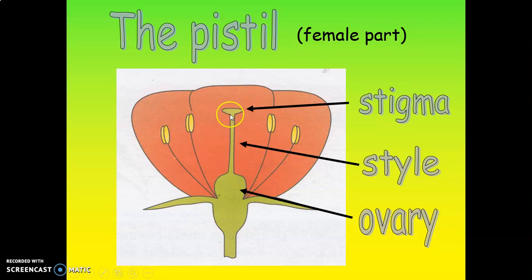You see here the stigma is the upper part of the pistil. This is the word pistil, right? Which is the female part. So the stigma is the upper part of the flower and it's usually sticky. And the middle part is called the style and the lower part is called the ovary. Now remember that the ovary has small parts inside called ovules. I'm going to show them to you later in this presentation.